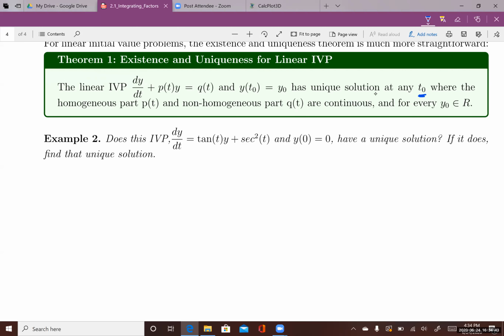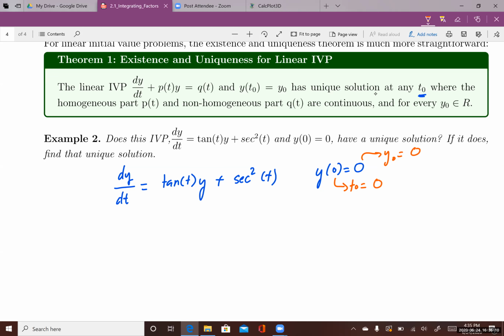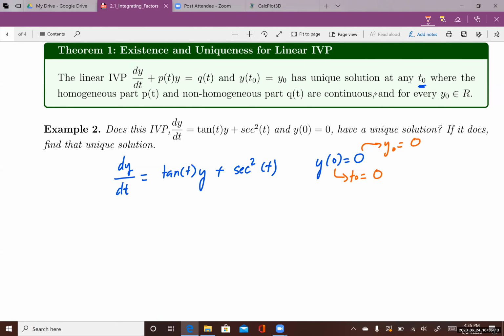Well, let's consider this differential equation. You have dy over dt equals tangent of t times y plus secant squared of t, right? And then your initial value is y of 0 equals 0. What does that mean? It means t0 is 0, and y0 is 0. All right, so now in this equation, tangent of t is P of t, and secant squared of t is Q of t. Is that right?